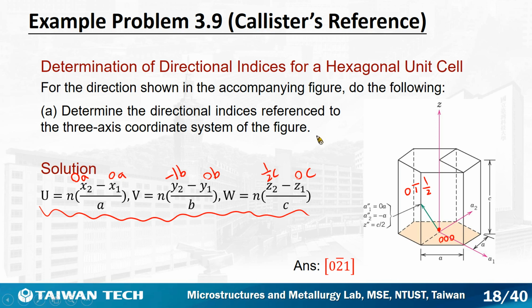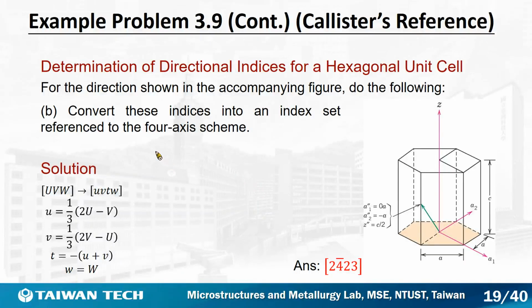So let's try to see the result here. 0, minus 1, a half. But we need to use n to make this value the smallest integer. So it will be 0, minus 2, 1 for the directions. Okay? So we have 0, minus 2, 1. And for B questions, ask us to convert these indices into 4-axis one.